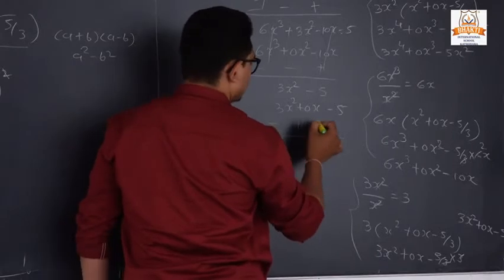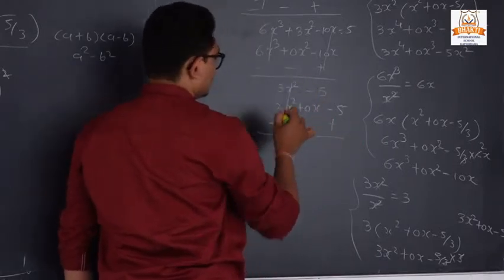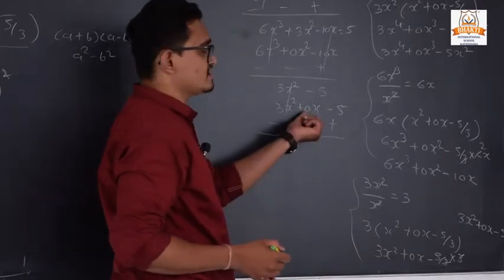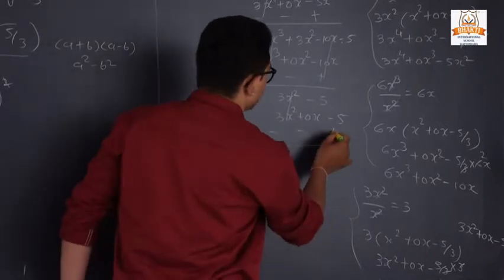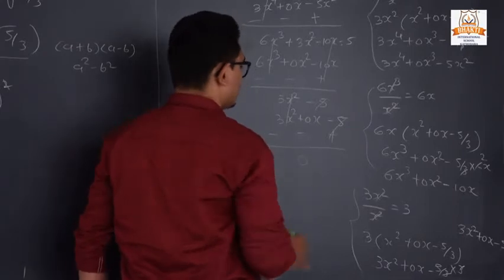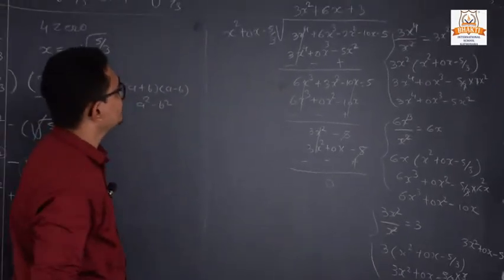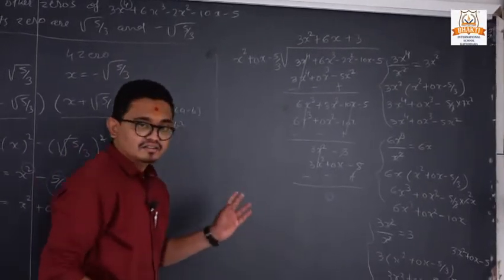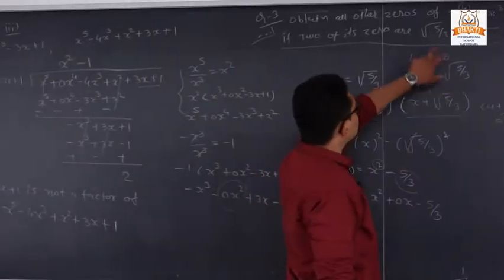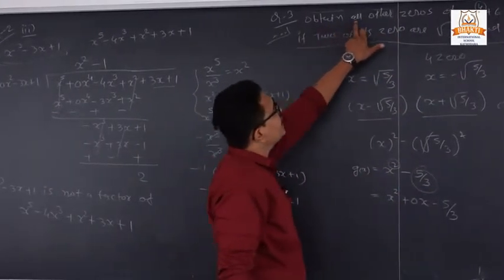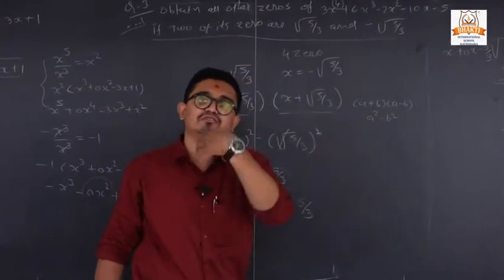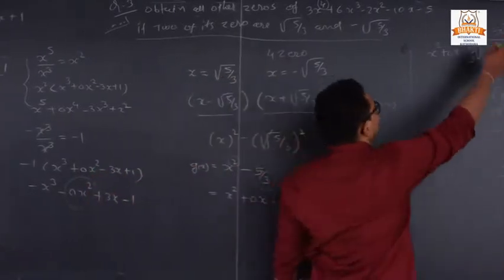Once again the sign will be changed, so these both cancel. The 0x, if we do not write it, remains the same. Then plus 5 and minus 5, so once again these both cancel. So finally we get 0. This is the procedure for polynomial division, and up to this it is all clear. But once again read the question: obtain all other zeros. Here we have only two zeros, and we want to find the remaining two zeros. For that, we are using this value.